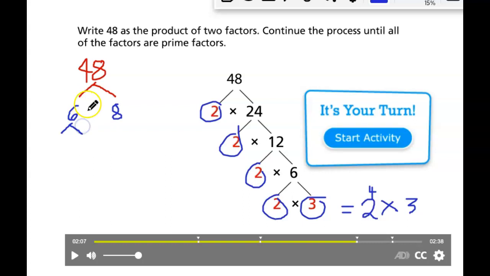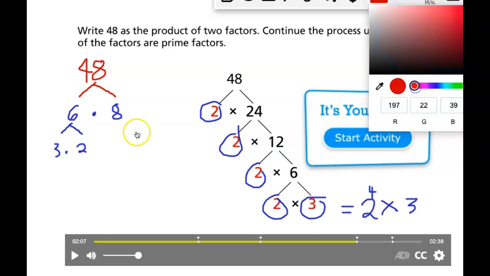Since 6 is not a prime number, I could find the factors of 6 to become prime. What are those 2 factors that I could use to make 6? 3 and 2. 3 times 2. Is 3 a prime number? Yes or no?